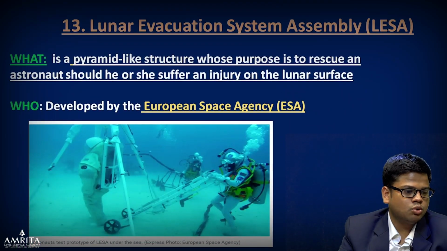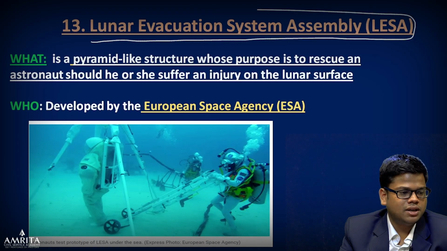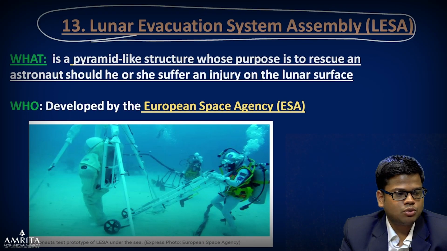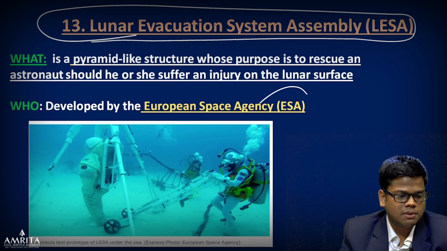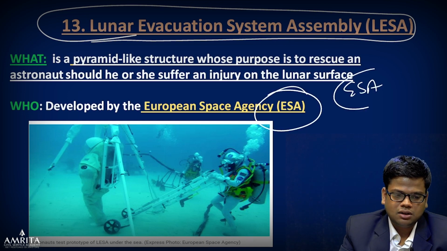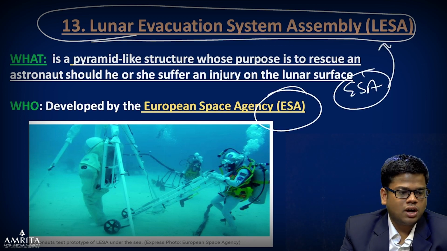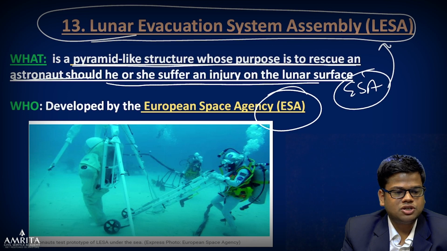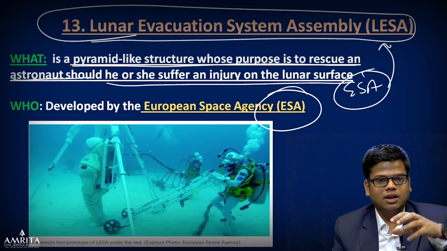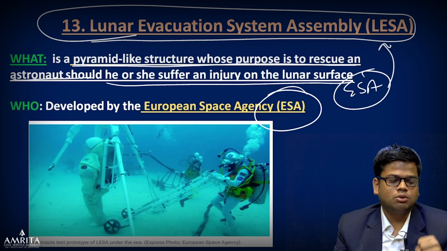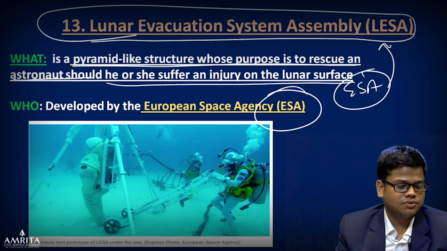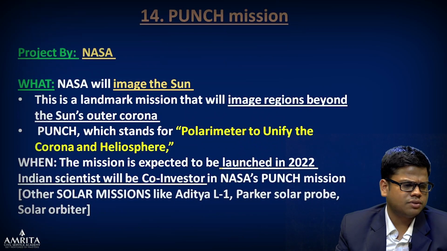Next is LESA, Lunar Evacuation System Assembly. First of all, remember it's by ESA, not by NASA. The Lunar Evacuation System Assembly is a pyramid-like structure whose purpose is to rescue an astronaut should he or she suffer an injury on the lunar surface. It will help rescue that particular astronaut on the lunar surface. From the name itself, it is very clear.